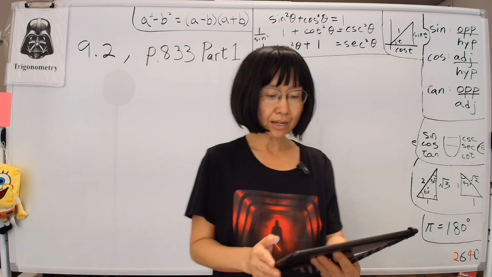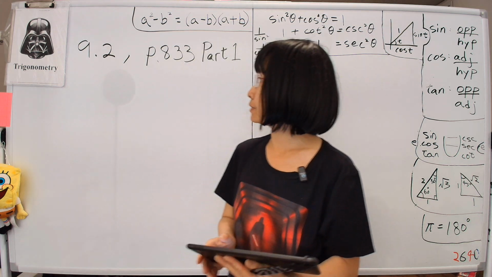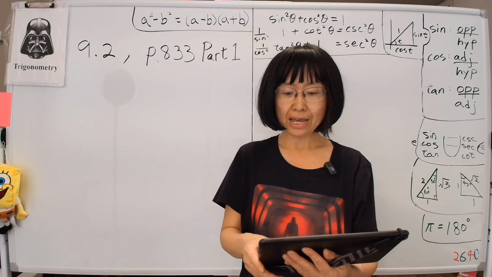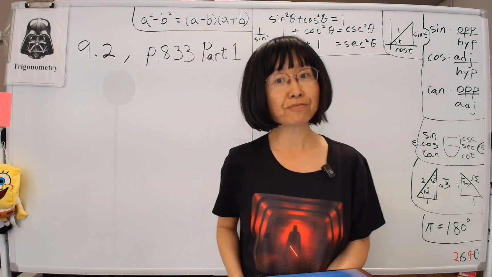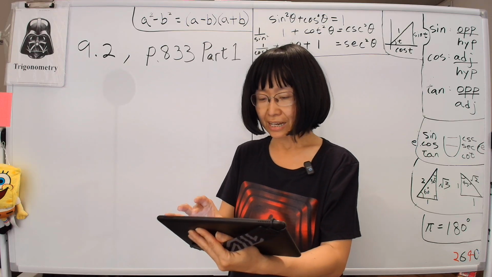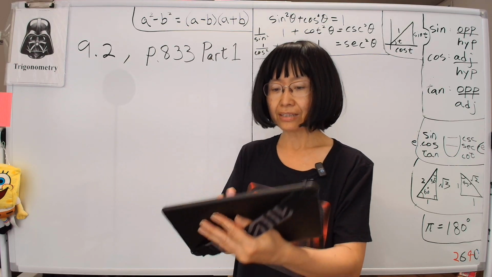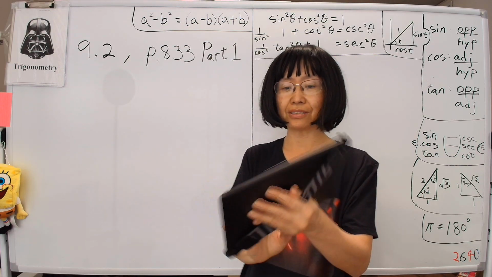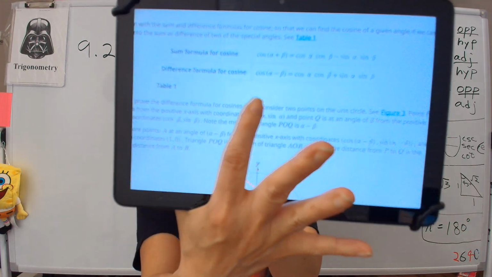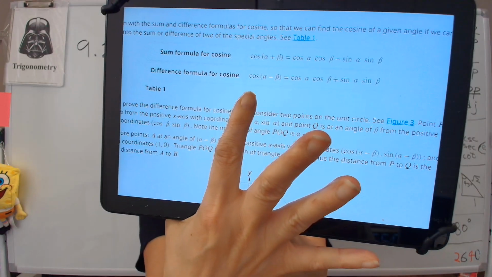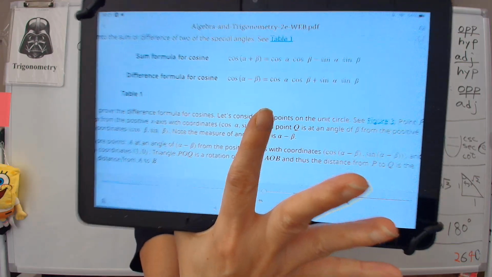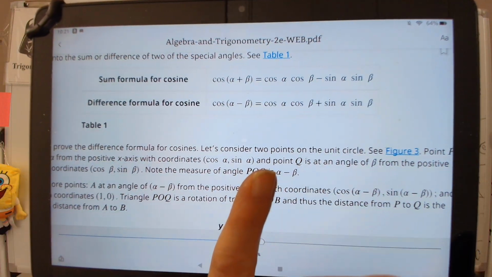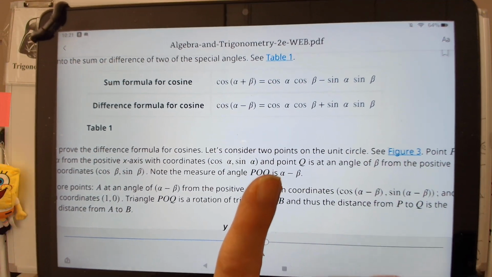Now today we are going to do section 9.2 on page 833. We're going to do the difference formula for cosines. In other words, if you look at the page, it'll show you the difference formula. Let's say you need to calculate cosine of alpha minus beta. That will be equal to cosine alpha cosine beta plus sine alpha sine beta.